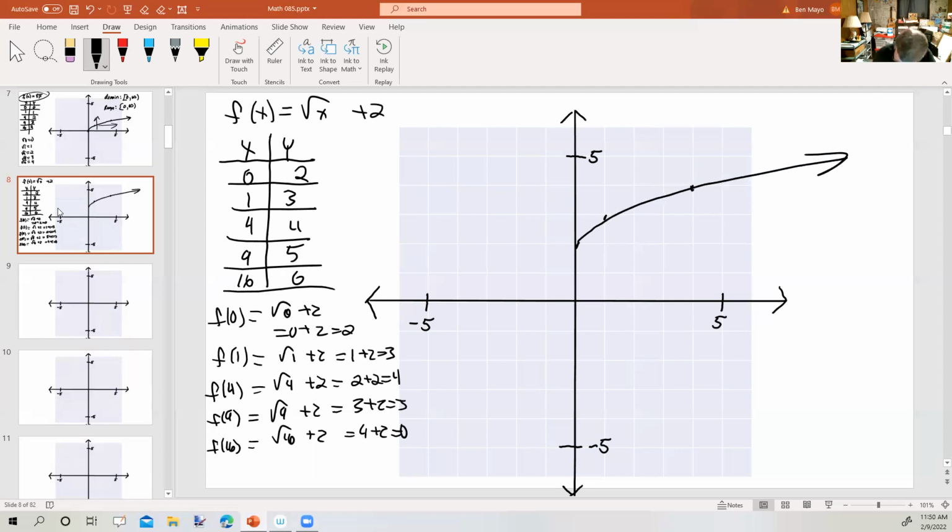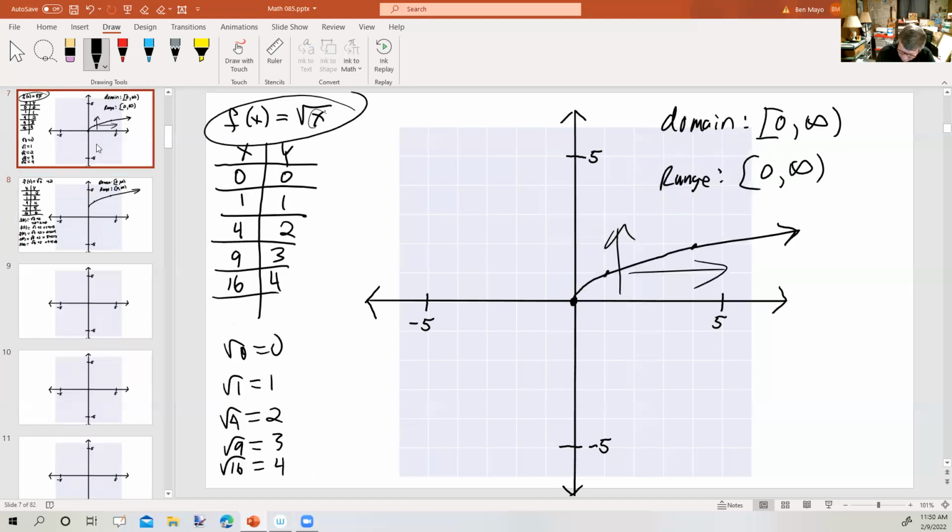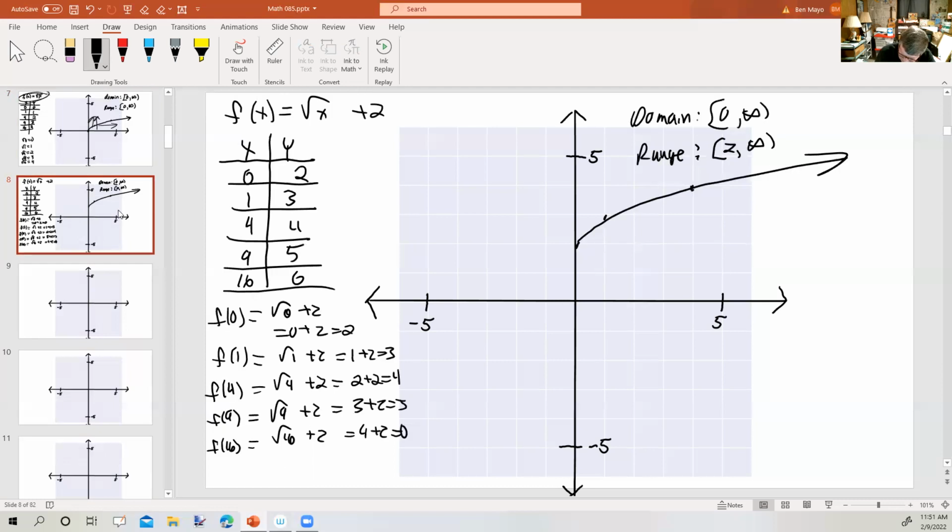And what's the domain of this? Well, it's still from 0 to infinity, but what about the range? The lowest range value is a 2, isn't it? So 2 to infinity. How does this graph differ from that graph? If we take this and then we add 2 at the end, wouldn't that move everything up 2 units, which is exactly what happens there. So we have what's known as a vertical shift up 2 units.